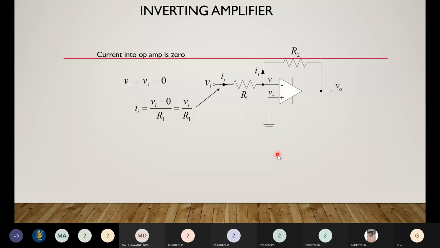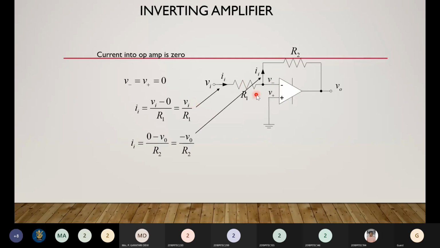And we'll try to get an expression for this inverting amplifier. For that, I'm going to write the expression for this current. The current that is flowing here, the same current is flowing here also. First, I'm writing the equation for this current I1 with respect to Vi. I1 is the current flowing in this branch, so the voltage difference is Vi minus 0 divided by the resistor R1. Therefore, it is Vi by R1.